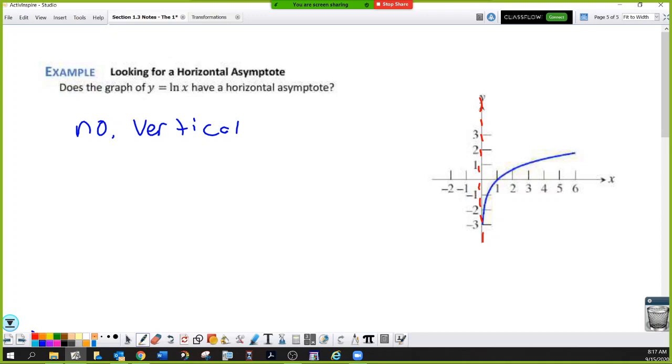Now, the parent exponential is its inverse. The parent exponential does have a horizontal asymptote. That's why this one has a vertical asymptote, because they're inverses. X's and Y's have switched. That means domain and range have switched. So does it look like it's flattening out? Yes, it does. But it's technically not. See, there's a difference between logarithmic and logistic. Logistic does have horizontal asymptotes. Logarithmic does not.